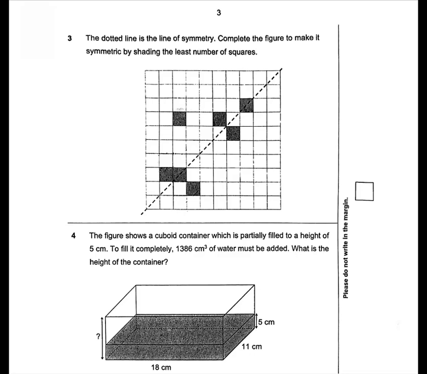The dotted line is the line of symmetry. Complete the figure to make it symmetric by shading the least number of squares. Now, you see here, this is the line of symmetry, which means the upper side and the bottom side should both have equal shaded portions. This is made of squares, and the diagonal divides the square into two equal parts. So I have equal areas on both sides of this line.